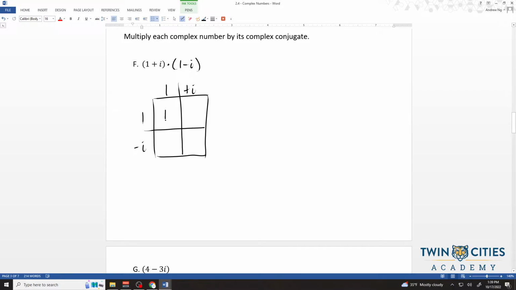This will be 1. 1 times i, or just i here. 1 times negative i is going to make negative i here. And then i times negative i is going to make negative i squared. Again, because i squared is negative 1, this is essentially saying negative negative 1, or a double negative will make a positive. This is positive 1. Combining like terms, 1 plus 1, that's going to make 2. And then we see here that the i and the negative i are going to undo each other, leaving this just as 2.